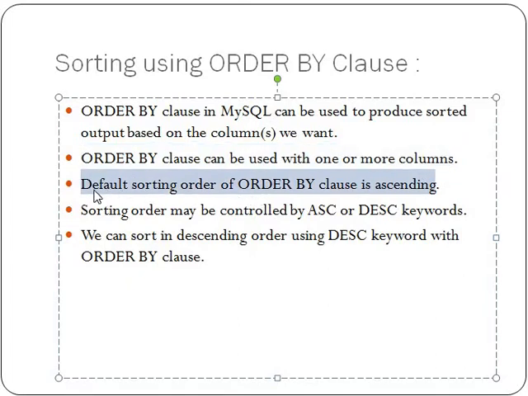And this point says the default sorting order of the order by clause is ascending. That means if you do not put the ASC keyword in conjunction with the order by clause, then by default the sorting order will still be treated as ascending. Now I'm going to show this to you practically with the help of an example in the next slide.